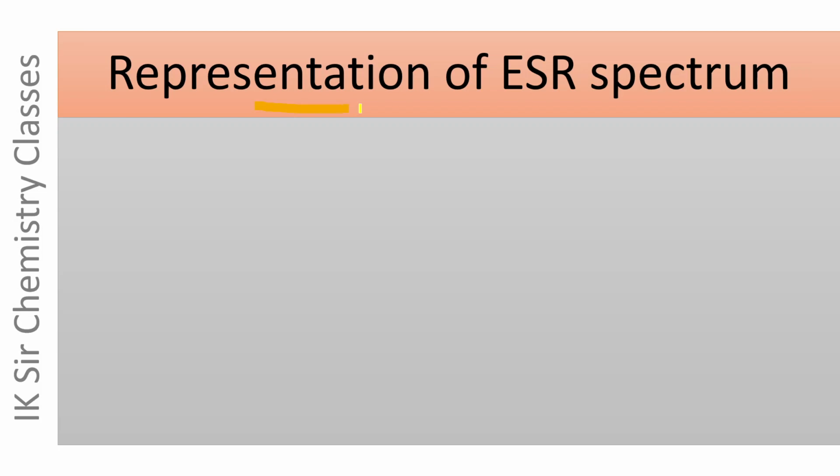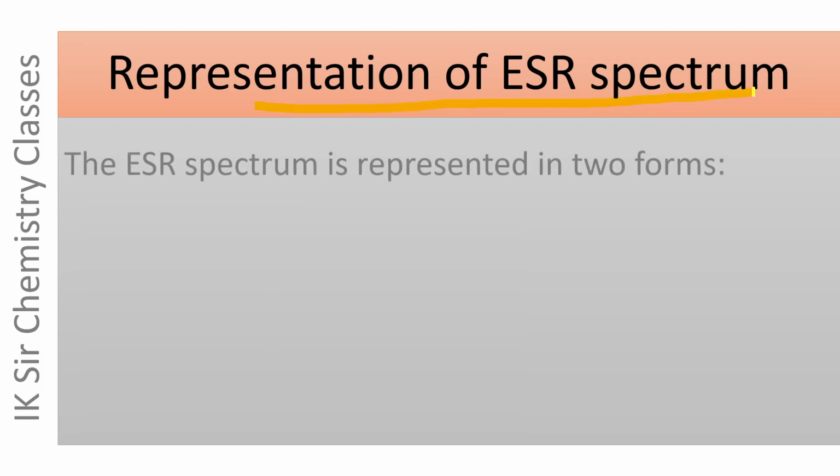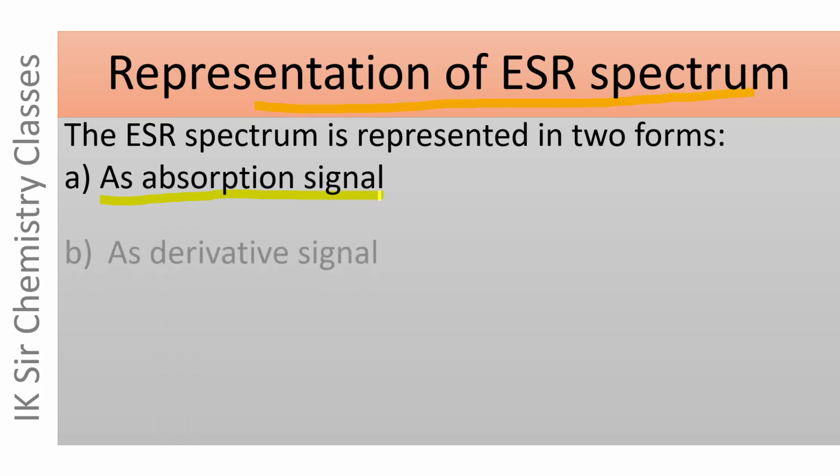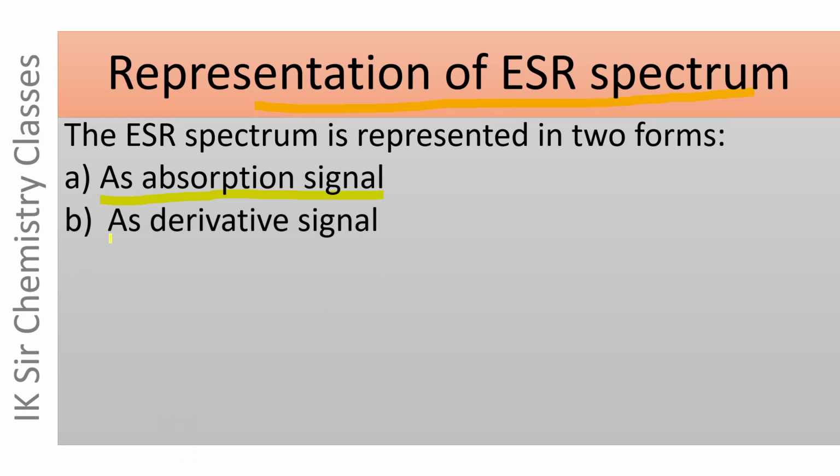Representation of ESR spectrum. The ESR spectrum is represented in two forms. The first one is as absorption signal and the second one is as derivative signal. Let us see how absorption signal and derivative signal can be obtained.